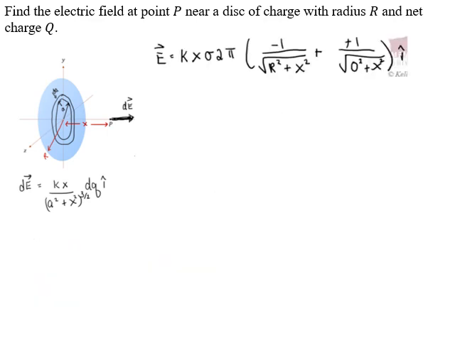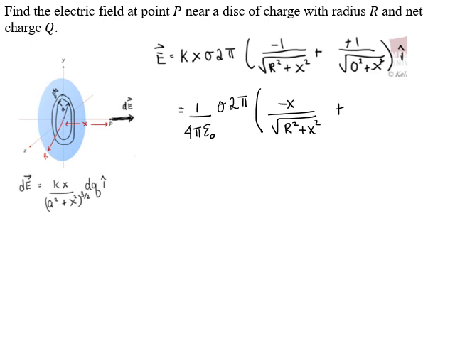Our answer is more or less done here, but we can simplify it a bit further. So we could remember that k, our Coulomb's constant, is 1 over 4 pi epsilon naught. Epsilon naught is the permittivity of free space. Then I'm going to take this x here and multiply it into both of these terms. So that leaves me out front with sigma times 2 pi. And on the inside, I've got minus x because I'm multiplying my x in through, divided by the square root of r squared plus x squared.